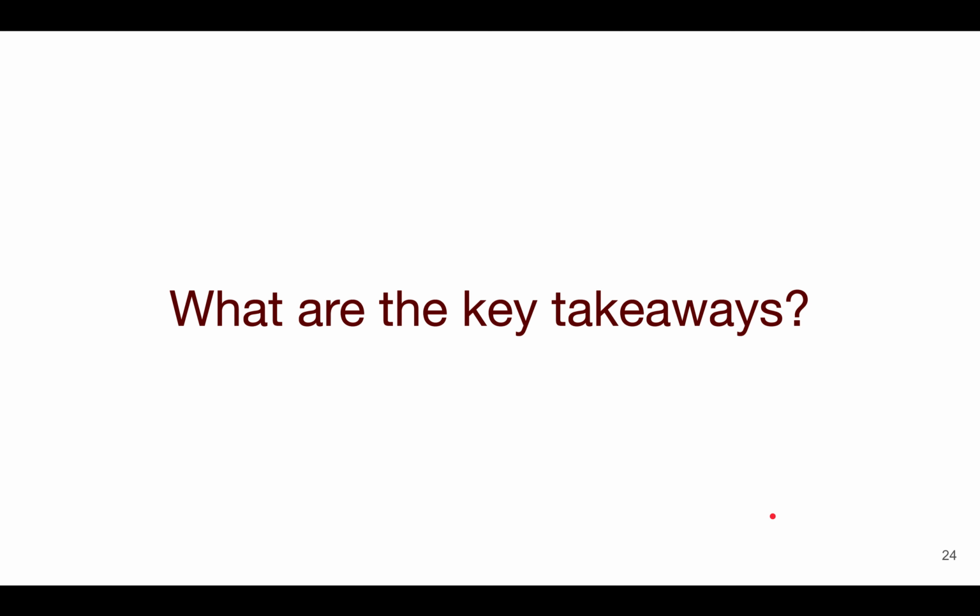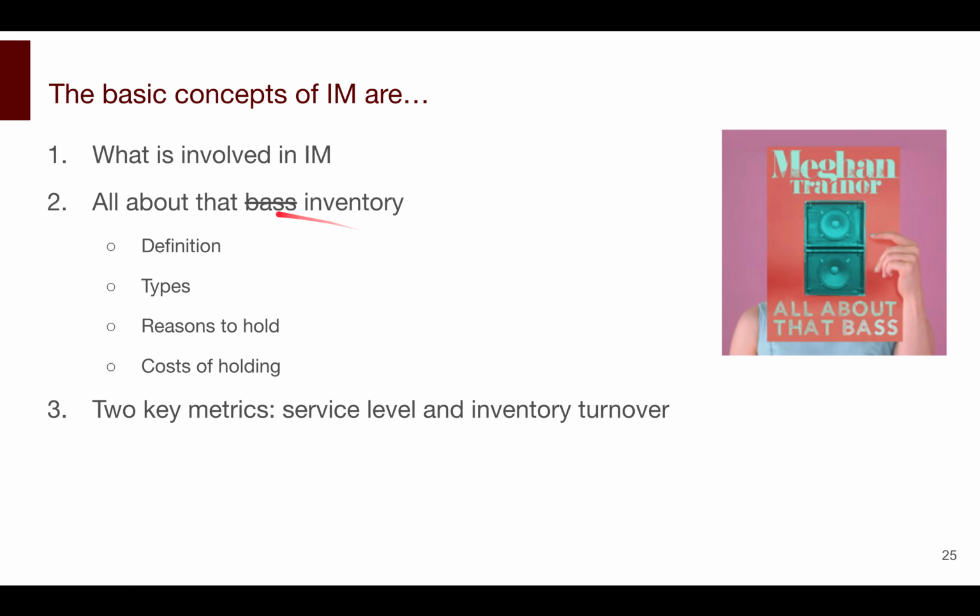Whew, that was a long topic. What are the key takeaways? So we've talked about what is involved in inventory management. We've talked about the definition of inventory, the types of inventory, reasons to hold inventory, and the costs of holding inventory. We've also looked at two very important metrics, the service level and the inventory turnover. So that's all for this topic.